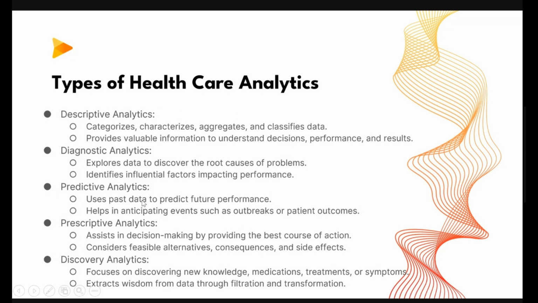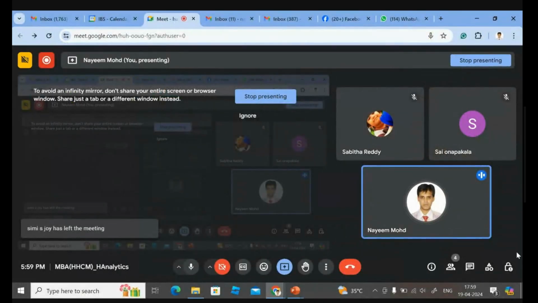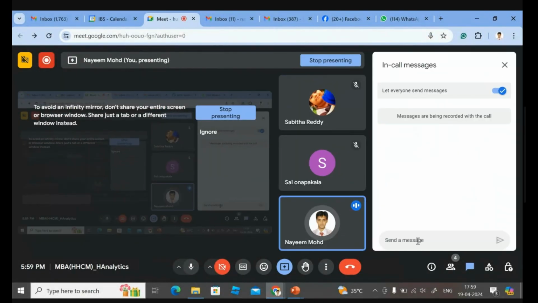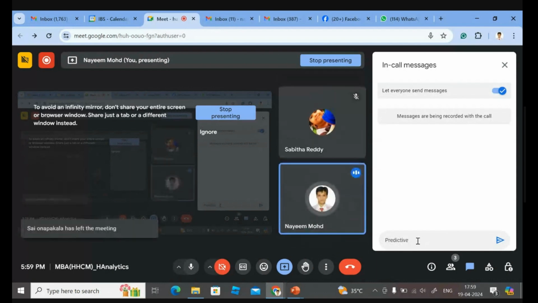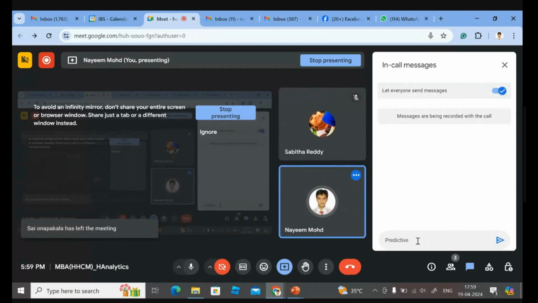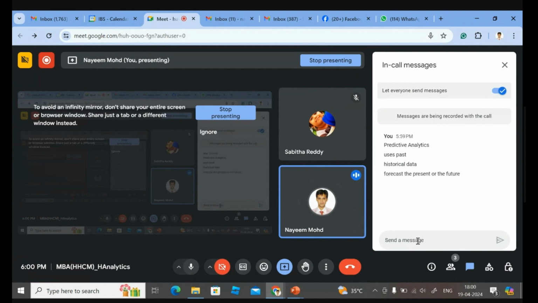That's the important part. I can put that in the chat box just to ensure that we all are on the same page. I'm referring to predictive. Predictive is used by many hospitals today, including the Government of India, WHO, and NMC, the National Medical Council. This analytics uses past, historical data, so this historical data will be able to forecast the present or the future. Remember this. It has a lot to do with prediction.